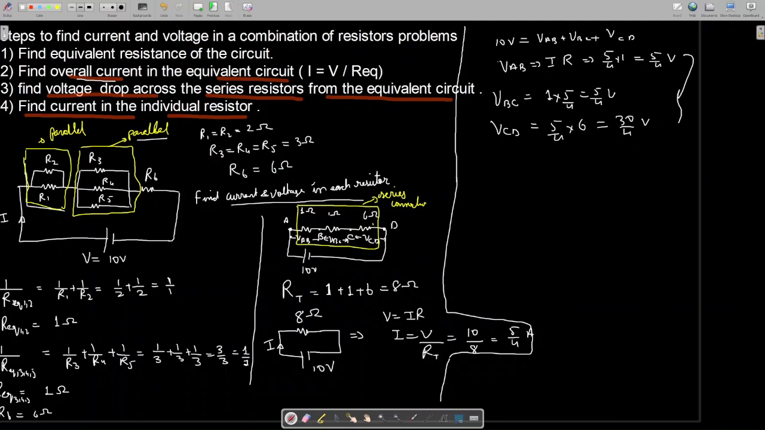Now, how do we check that this answer is right? The sum of these potential differences must be equal to 10 volt. So let's check. So what is the total? Total is 5 by 4 plus 5 by 4 plus 30 by 4. It will become 40 by 4 equal to 10 volt. So our potential differences have been calculated.